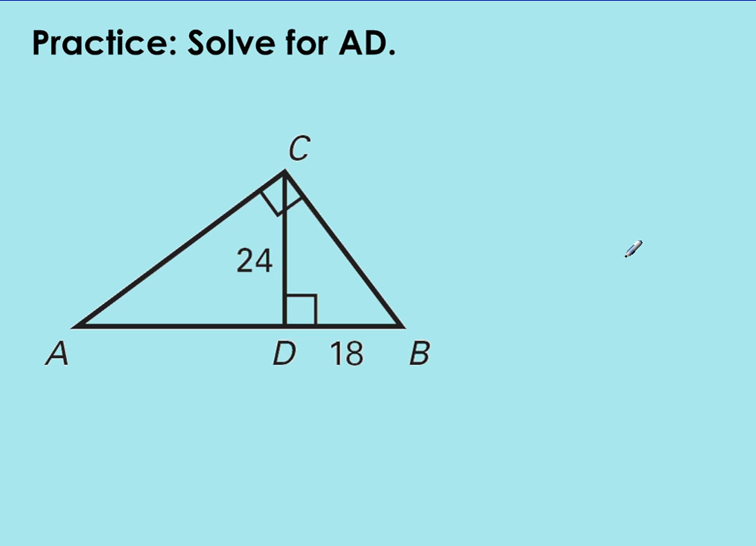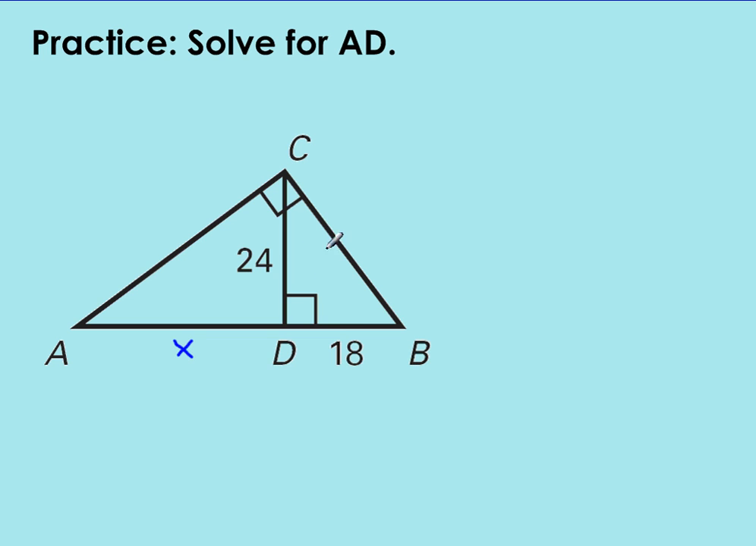So let's see this as an example. Here we have a problem that asks us to solve for AD. So we can put x in place of it. That's what we're trying to find. Now, when you're trying to set up a proportion, you're going to want to take a look and see what pieces you're given of these triangles.